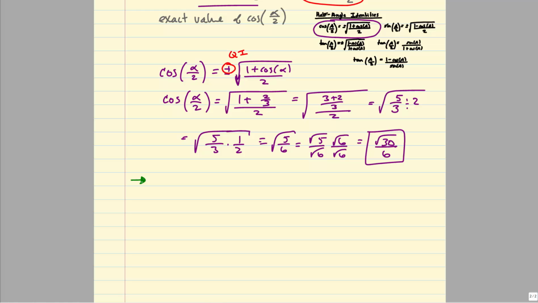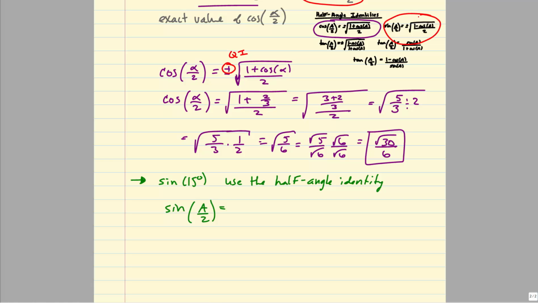Here we're finding the exact value as well. We're finding the exact value of the sine of 15 degrees. Now, this says to use the half angle identity. And I'll show you what happens here if we don't use the half angle identity when we're done using the half angle identity. So we need to use the formula: sine of a over 2 equals plus or minus, I'm going to have to figure out which quadrant I'm in, the square root of 1 minus the cosine of a all over 2.